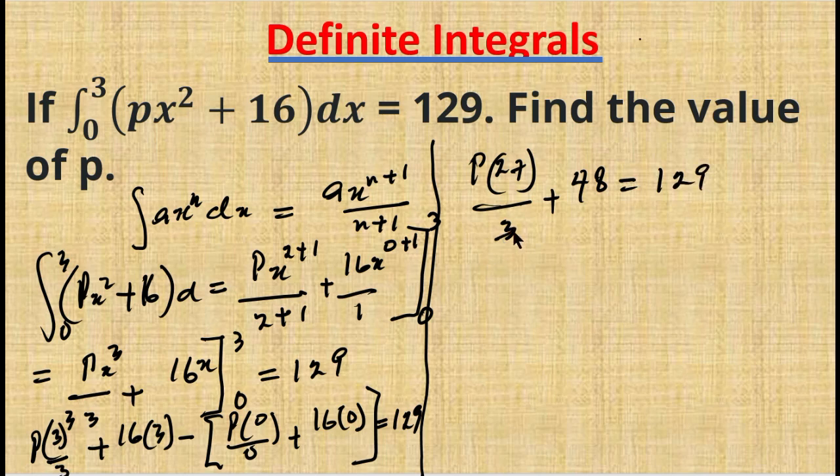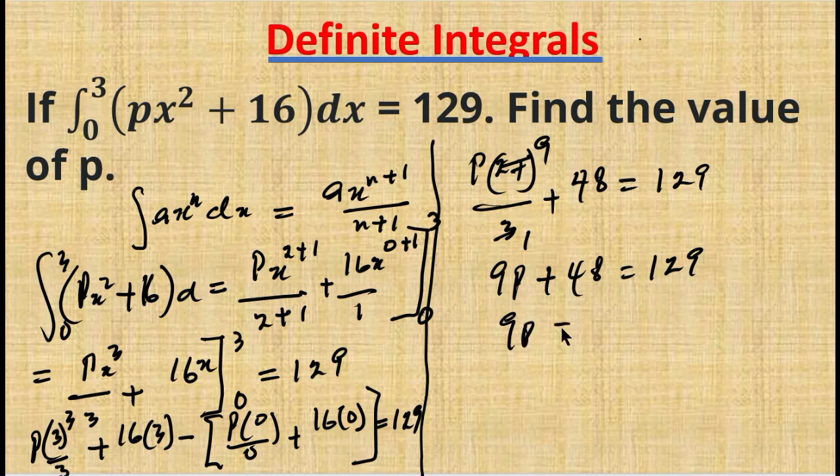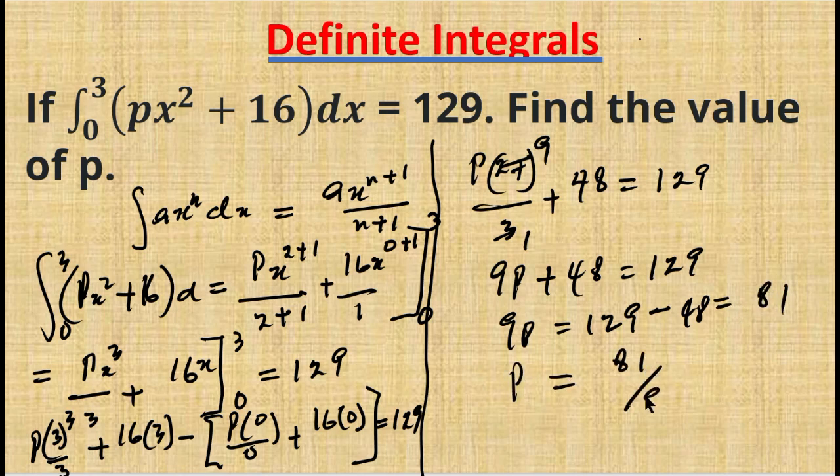So that 3 here is 1, 3 in 27 is 9. So that 9p plus 48 equals 129. 9p equals 129 minus 48. That's the same thing as 81. So that my p now equals 81 over 9, which is the same thing as 9.